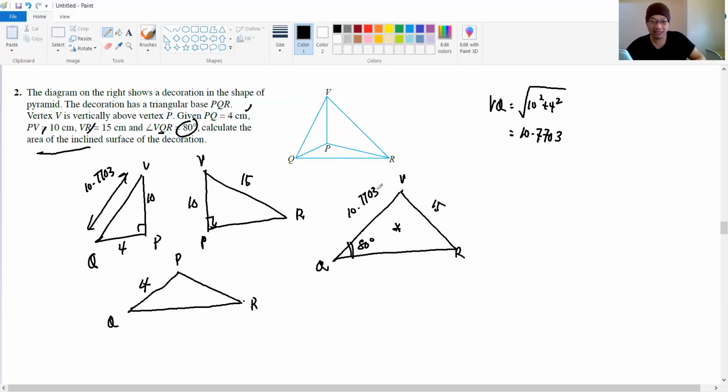10.7703. Okay, guys, please remember, if you want to solve a 3D diagram, first step, you need to open all the possible triangles. You need to open your shape, from the 3D diagram convert it to a 2D diagram. So you want to find the area of the star here. PR, do we need PR here? No need. So PR is not important.